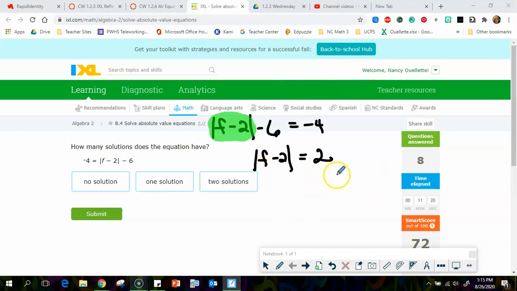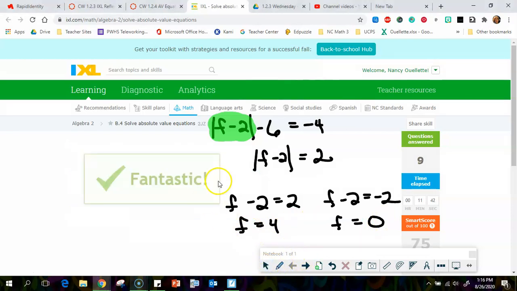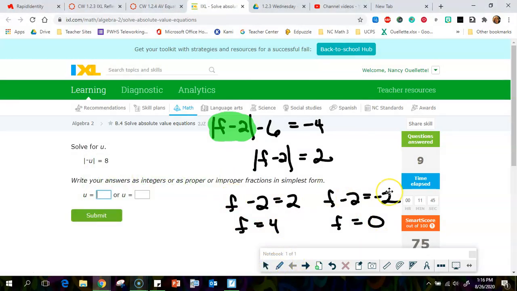And then I can make it into two equations. I already know it's going to be two solutions, but let's just make sure. F minus 2 equals 2, and F minus 2 equals negative 2. This is going to be F equals 4, and this is F equals 0. So even though 0 is one of the solutions, it's still two solutions. The only way there's one solution is if you get a 0 on this side.